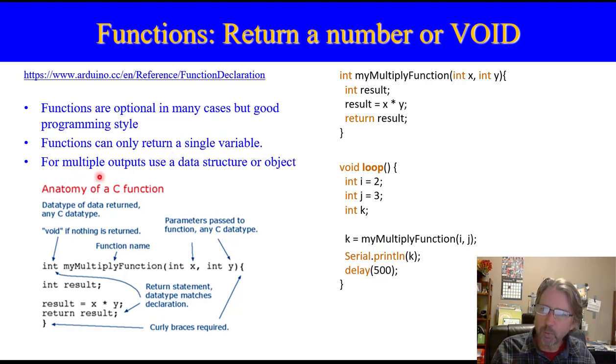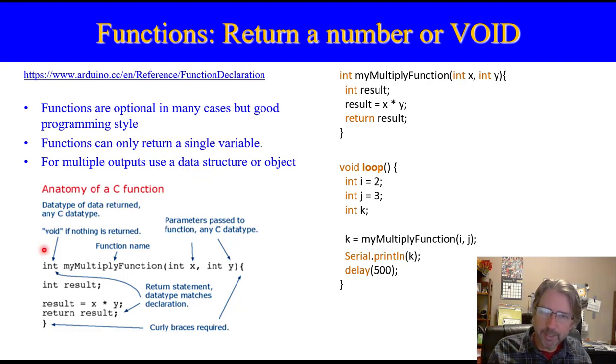If you need more than one output, then you can use a single variable that holds more than one output, like a data structure, which is a struct in C, or a class object in C++. And we'll see that in lectures farther down the line. So it is possible, but you return one thing that holds several things, like arrays.